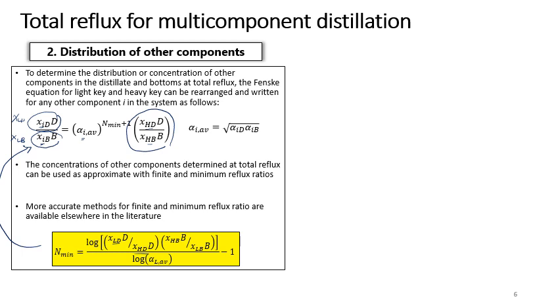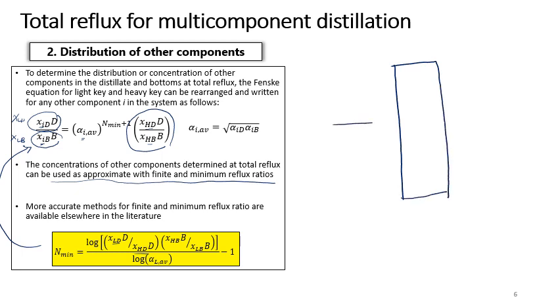Okay, so this concentration of other components determined at total reflux can be used as an approximation with finite and minimum reflux ratio. Actually, this is only one of the ways to calculate the distribution of other components. A more accurate method, you can find it in the literature, but this is currently enough for the course now. So what do I mean when I keep saying the distribution of other components?